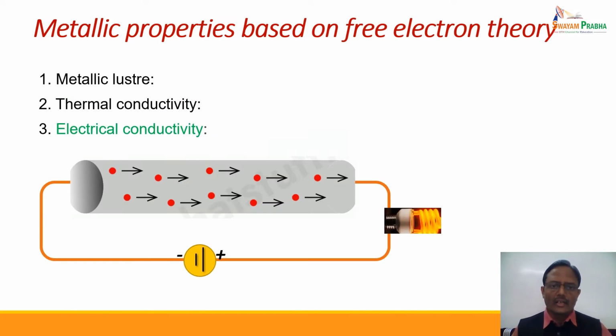Third is electrical conductivity. When we apply EMF between two terminals, the positive terminal of this supply attracts electrons from the metal, and since the metal has a large number of free electrons according to free electron theory, these free electrons get attracted towards the positive terminal. At the same time, the negative terminal of the source supplies an equal number of electrons to the metal, and because of the movement of these electrons through the circuit, the electrical circuit is completed, and as a result the metal shows electrical conductivity.